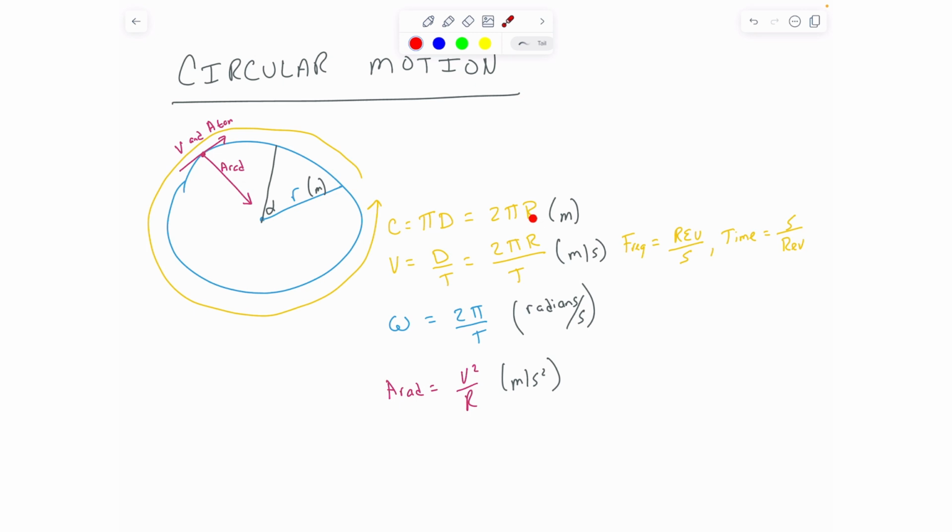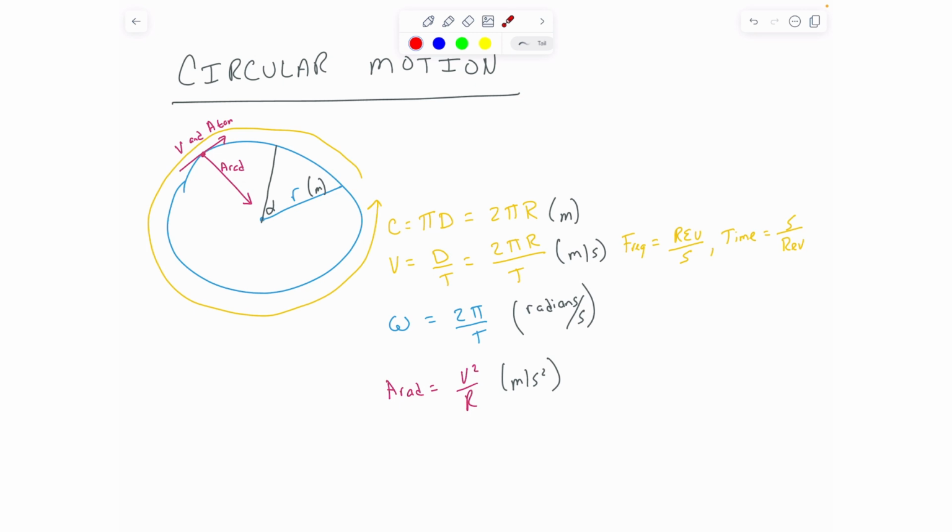Now, if you want to know how fast you're going, the circumference is a distance. But in order to get velocity, you have to take your distance, which is your circumference, and divide it by time. So it's 2 pi r, that's your distance, divided by time, and that is your velocity, in meters per second. So velocity tells you how many meters you're traveling in 1 second.